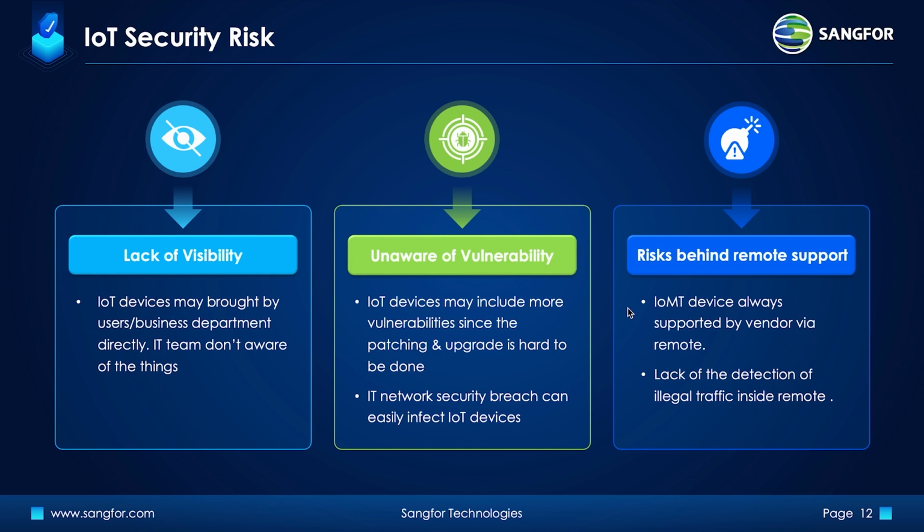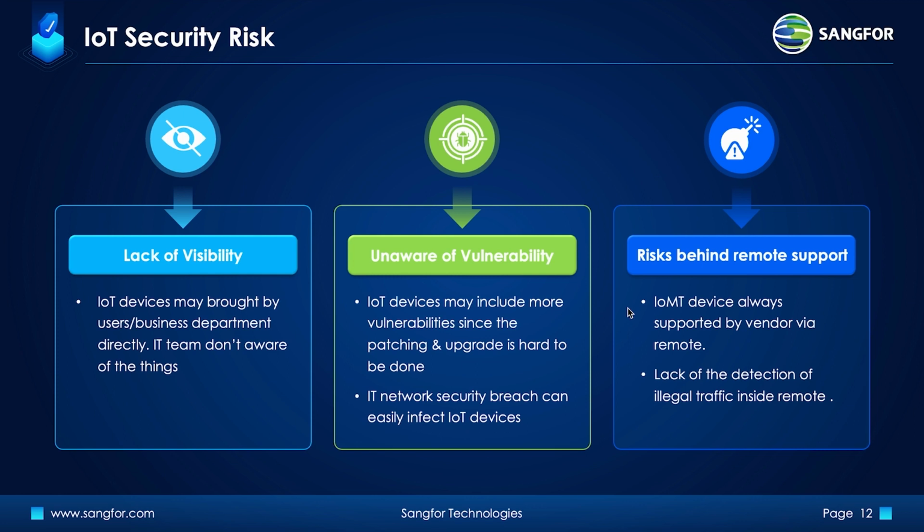As you can see, first of all, we want to introduce the IoT security risk. The first risk, many customers lack visibility of IoT devices because the IoT device may be bought by the user or business department directly. The IT team doesn't know it and cannot pay more attention to it. And the second point is the IT team and the security team are unaware of the vulnerabilities, because IoT devices may include more vulnerabilities or weaknesses, since patching and upgrading is hard to do. The IT team cannot manage these IoT devices directly, and it's also hard to upgrade them. And the IT network security branch can easily infect IoT devices.